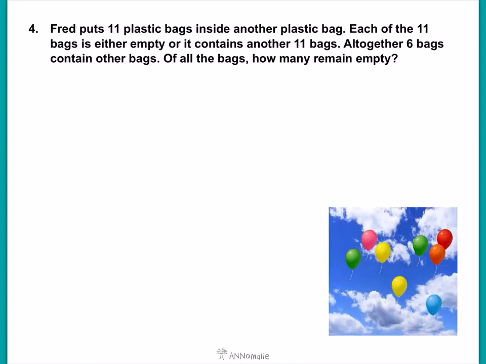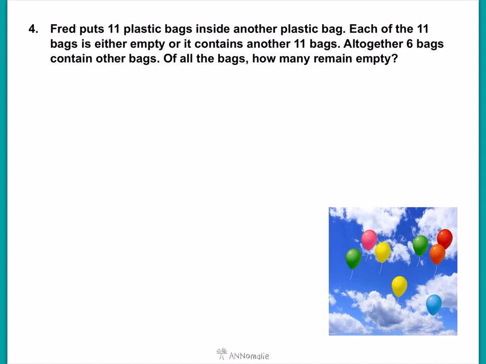Here is another problem where we simply have to use common sense. Fred puts 11 plastic bags inside another plastic bag. Each of the 11 bags is either empty or it contains another 11 bags. Altogether, 6 bags contain other bags. Of all the bags, how many remain empty?